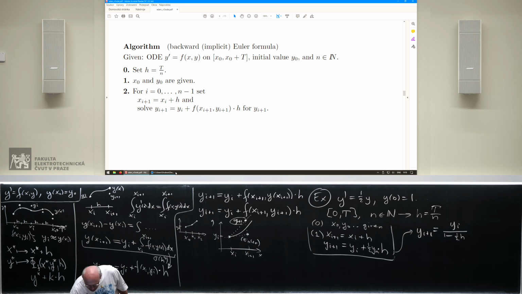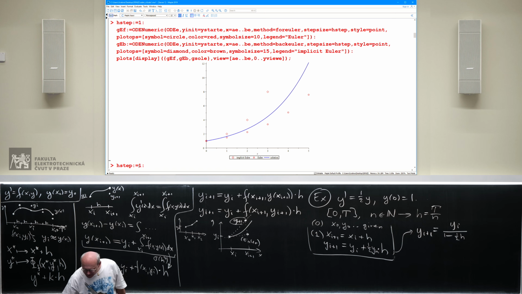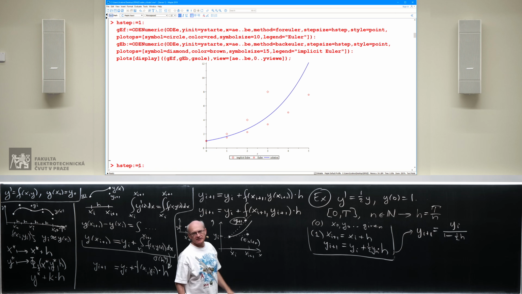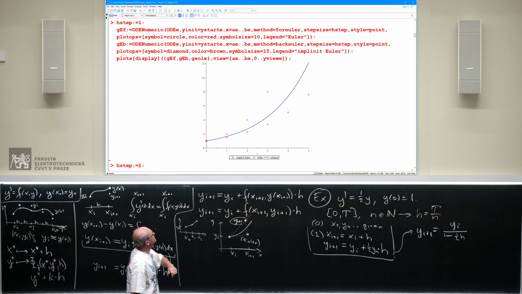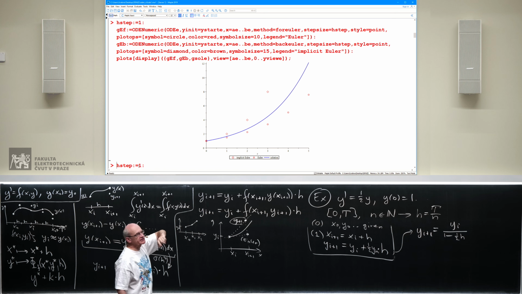So, here we go. Interval 0, 5, step size 1, so the partition goes by 1. We are looking at values at integer points. The red circles, that's the forward Euler method. We actually saw a graph like that before in the previous lecture.